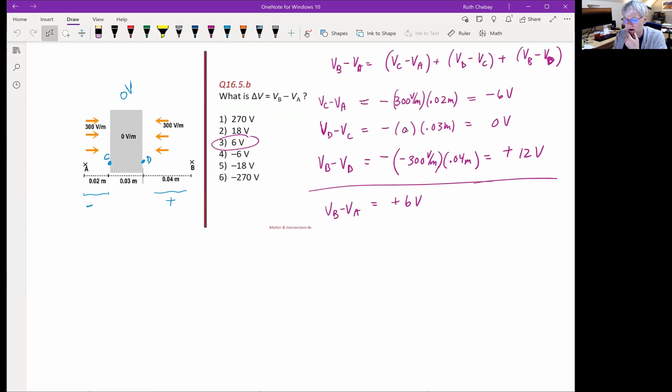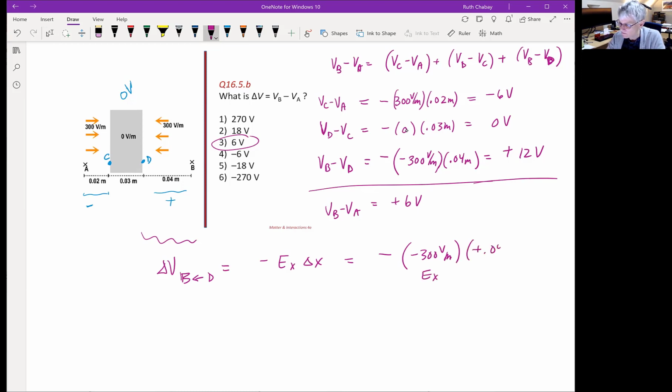So against the field is positive, yeah, and it always will be because here's our example. So from D to B, we have delta V, end at B, start at D. So that's going to be a minus E sub X delta X. And so we have a minus, well, E sub X is a minus 300 volts per meter. That's E sub X. And delta X is plus 0.04 meters, right? And so we're going to get a plus 12 volts.